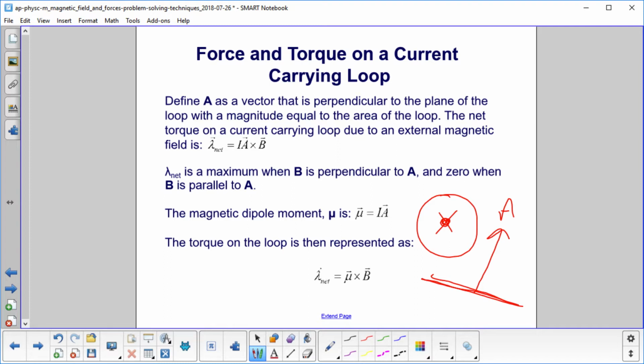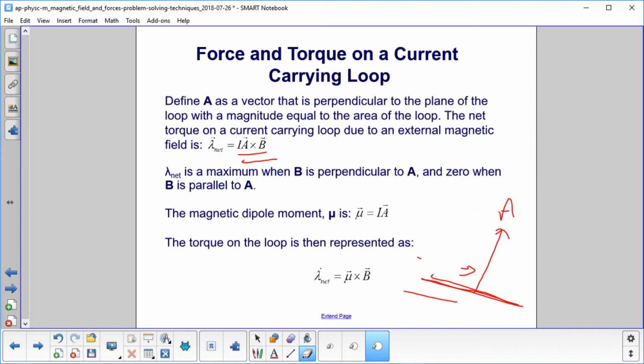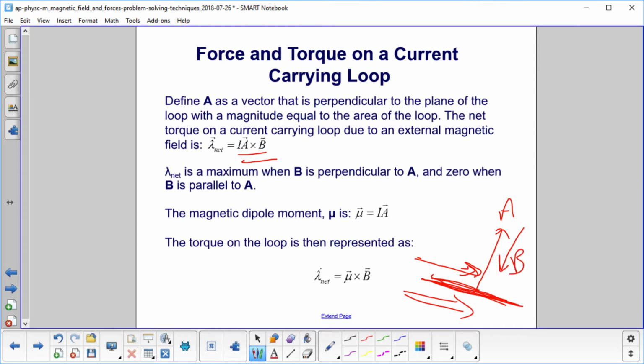The net torque on a current-carrying loop due to an external magnetic field is net torque equals I A cross B. The torque is a maximum when B is perpendicular to A. Now if it's perpendicular to A, that means the B field is going, here let me erase this because we're going to deal with this guy on the bottom. If the magnetic field is in this direction and the loop is like this, you get a maximum torque. If the magnetic field is like this, parallel to A but perpendicular to the loop, what do you get there? You get zero. You get no torque at all.